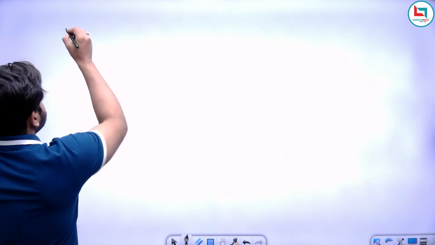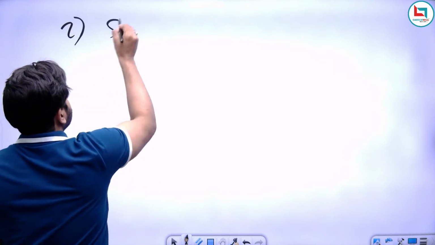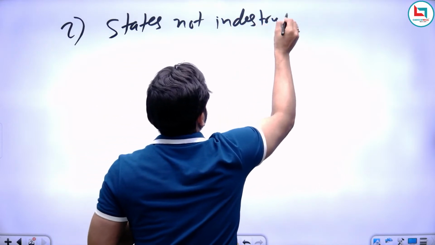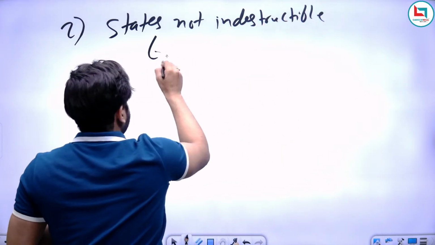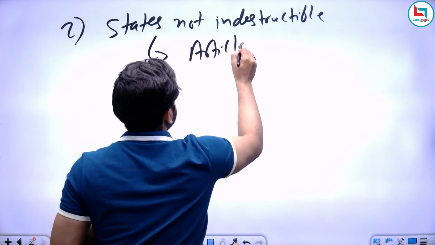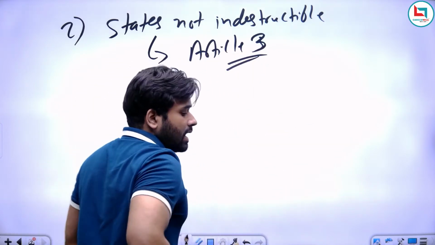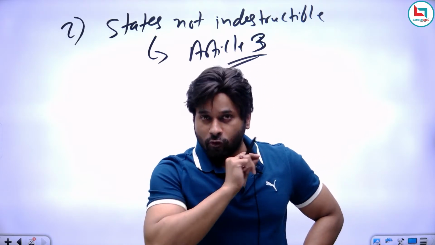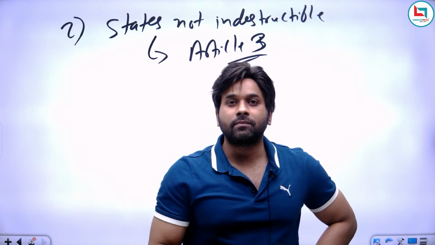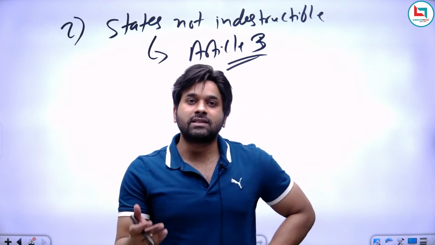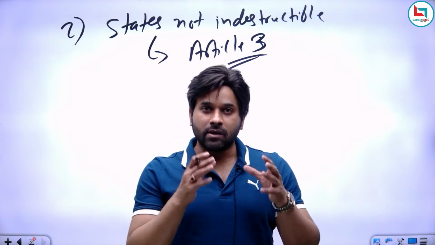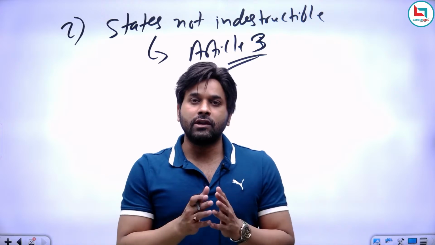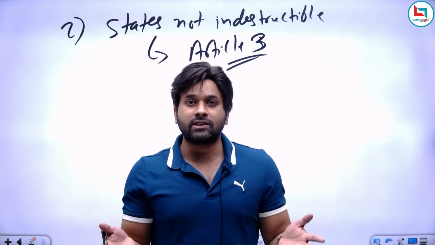Now the second unitary feature is that states are not indestructible. See, again, in order to understand this, we need to see what Article 3 is. Right now I discussed that under Article 3, without the consent of states, the Parliament can do whatever it wants with these states. So it is under Article 3 that a particular state can be destroyed. Suppose I merge Bihar into Uttar Pradesh, then the state of Bihar is gone. Now there is no more Bihar, but the size of Uttar Pradesh has increased.